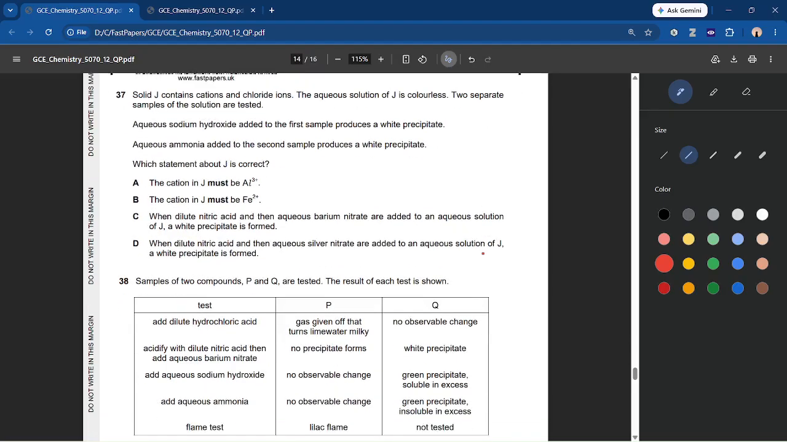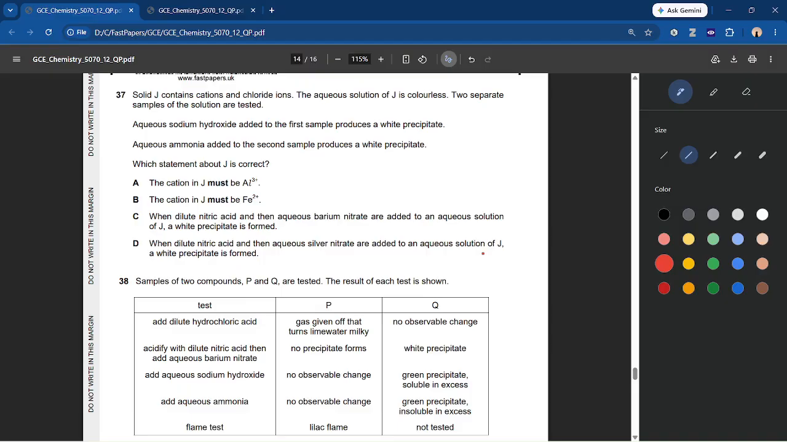Solid J contains cations and chloride ions. The aqueous solution of J is colorless. Two separate samples of the solution are tested. Aqueous sodium hydroxide is added to the first sample and produces a white precipitate. Aqueous ammonia is added to the second sample, and it also produces a white precipitate.